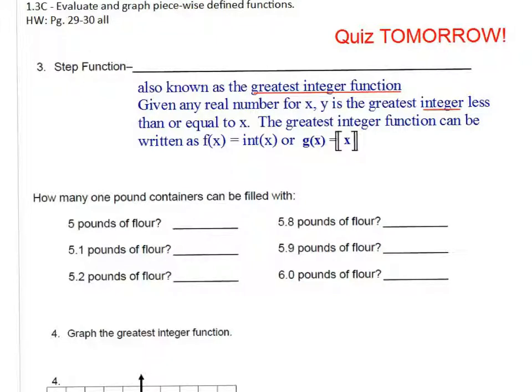So let's visualize. I like baking. We use a lot of flour when we bake. So how many 1-pound containers can be completely filled by 5 pounds of flour? It's going to be 5 containers. How many containers can be completely filled by 5.1 pounds? Still just 5. How many can be completely filled with 5.2? 5.8, 5.9. Even if I have 5.99 pounds, I can still only completely fill 5. As soon as I hit 6 pounds, we get to 6 containers. So this is the greatest integer function. It takes the value to the integer, the positive or negative whole number, less than what you plugged in. So that's why all of these values rounded down to 5.